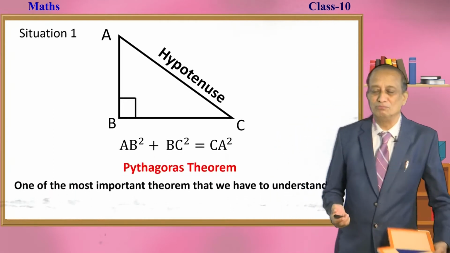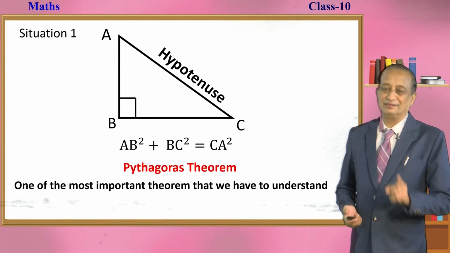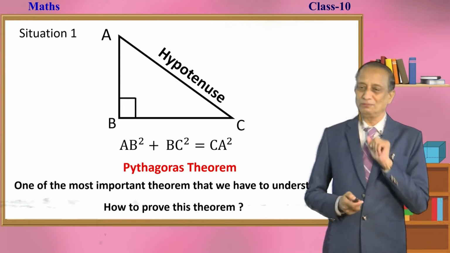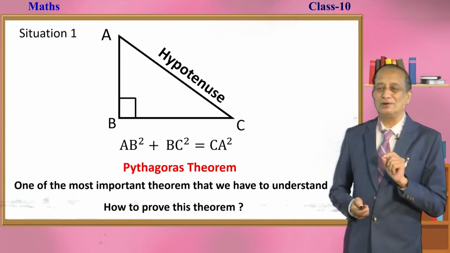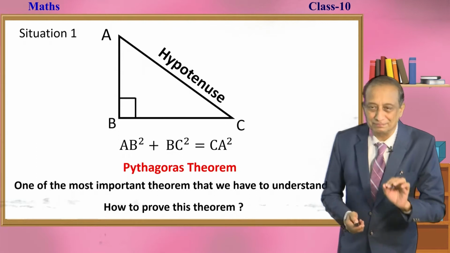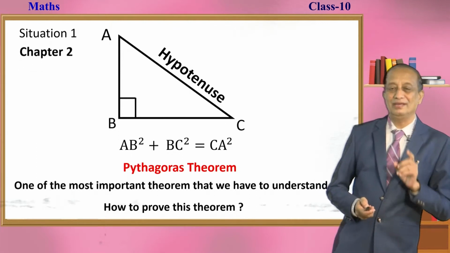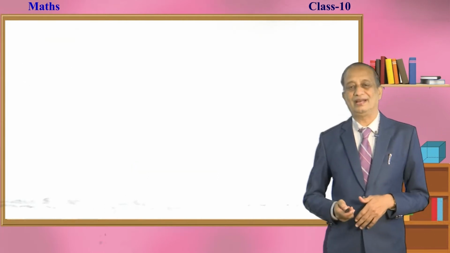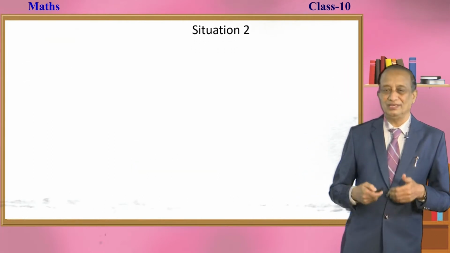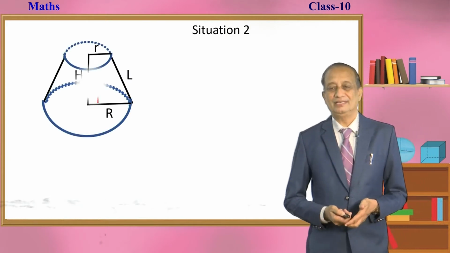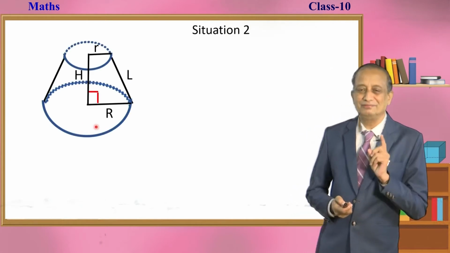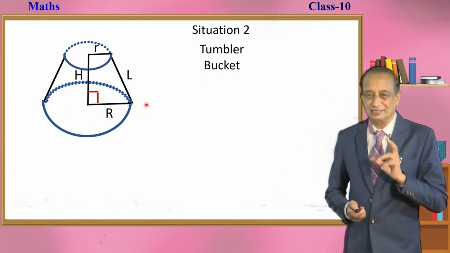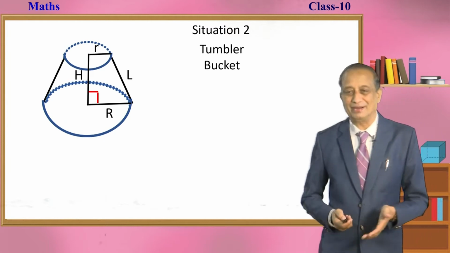One of the most important theorems, children, that we have to understand. So, how to prove this, children? This is the important objective of this particular chapter. We are going to discuss in this chapter, chapter number 2, called triangles. Now, let us go to situation number 2. Here is a figure. What is this figure? It is called a tumbler. It resembles a tumbler or a bucket.